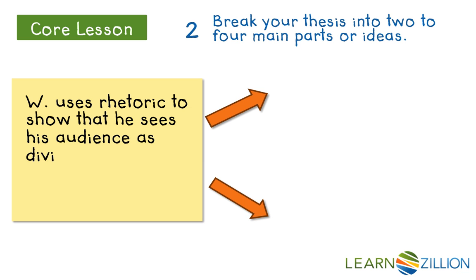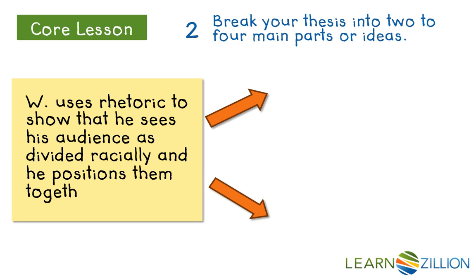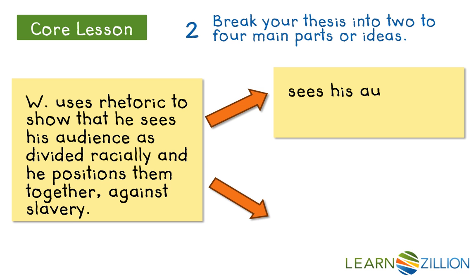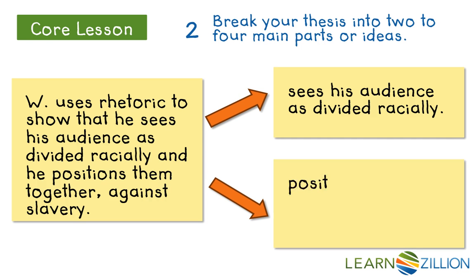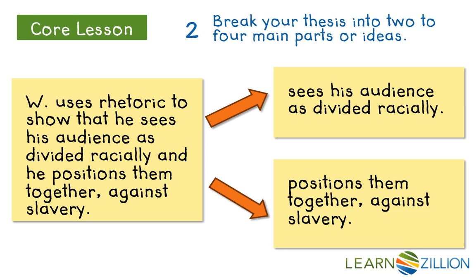Now as I look at my thesis, it seems to me just naturally that I could divide it up into 2 different pieces. It seems to me I could have one section or body paragraph that's about how he sees his audience as divided racially, and then another one that's really positioning them together against slavery.